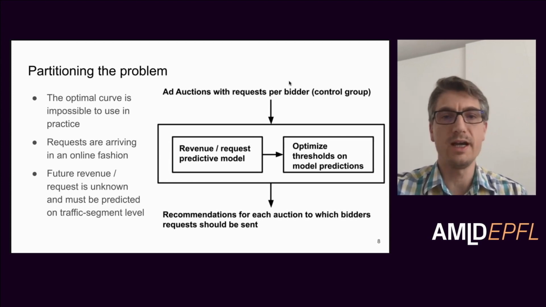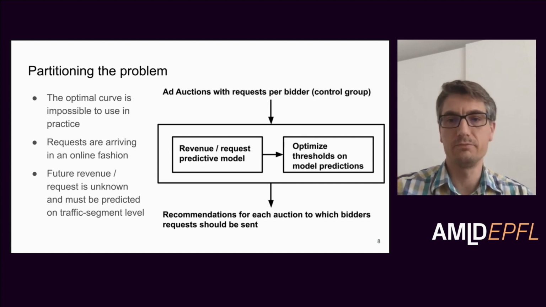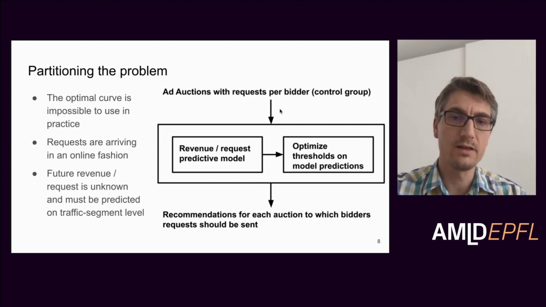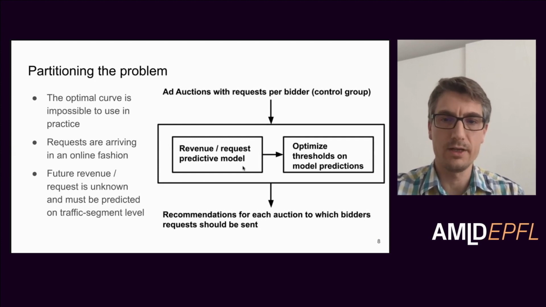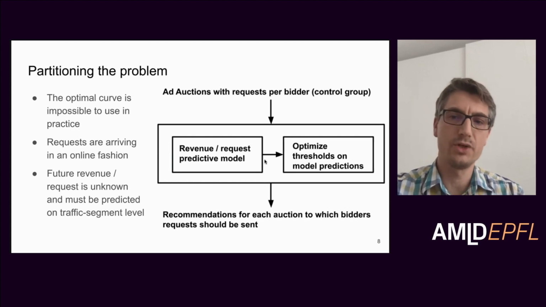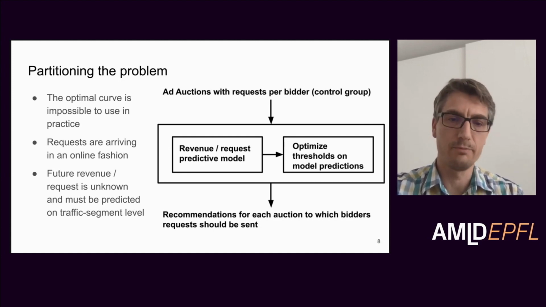On the high level, you're starting with a set of ad auctions with requests per bidder. And we decide to take a share of these auctions apart. So we do not optimize them. We keep them as a control group. And then we are able to use these control group auctions and requests to train a regression model for revenue per request, which I call here the predictive model. And then, as said earlier, we can use the outputs of this model to optimize thresholds on these predictions. More about the details later, but the goal is for every auction to have a list of bidders, or a recommendation of bidders, to which the request should be sent.